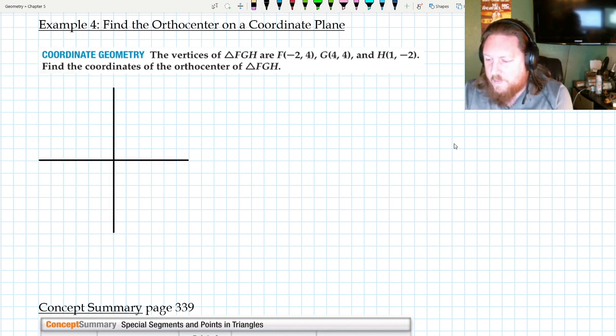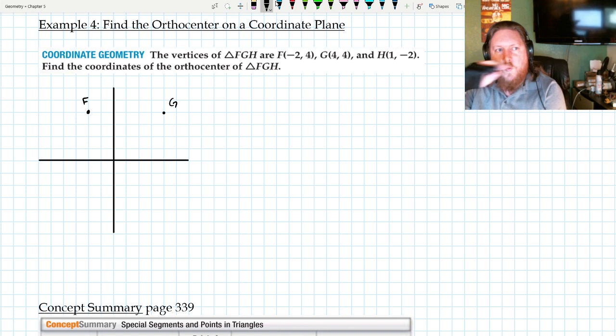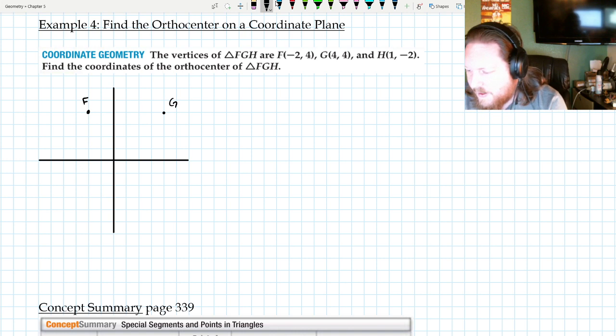So I'm going to plot the 3 points of the triangle. F is -2, +4. 1, 2, 3, 4. There's my F. G is +4, +4. And what I see right here is I just made a horizontal line. Oh, thank you so much for that, because I know any line that's perpendicular to that horizontal line is going to be a vertical line. Makes my life so much easier. And H is 1, -2. So we'll go to 1 and then down to -2.